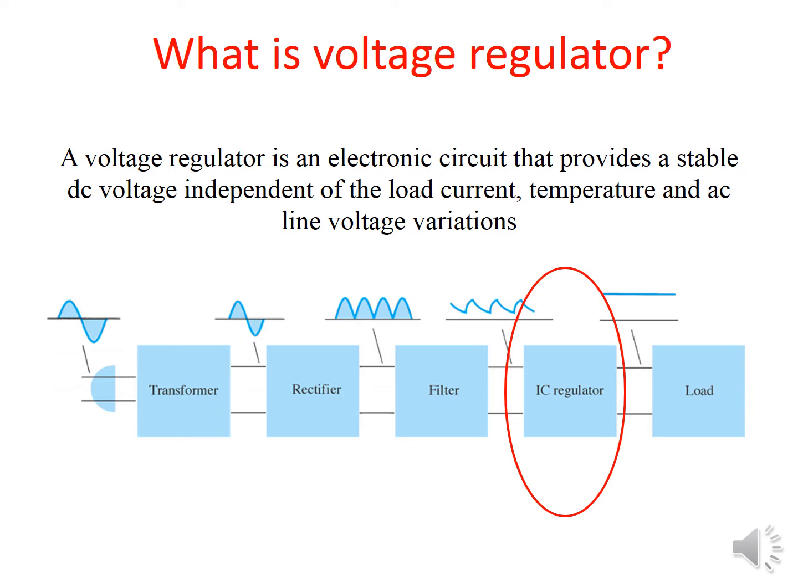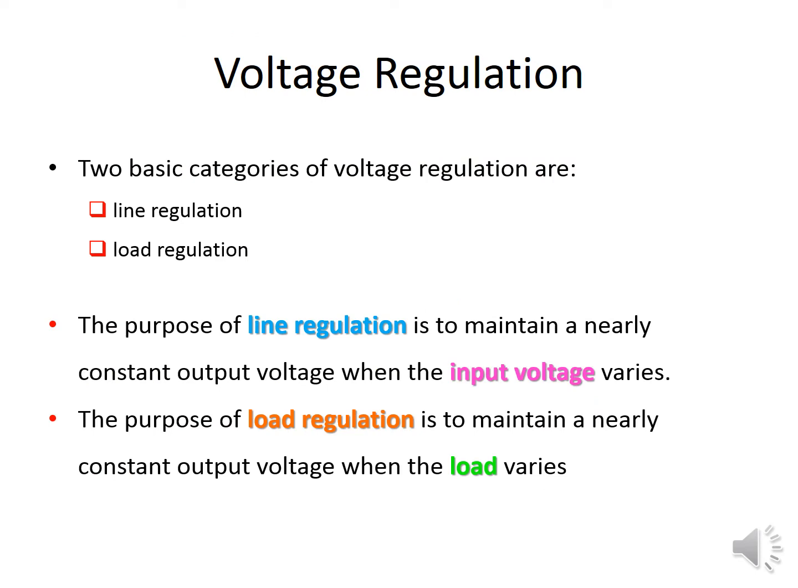Then from the regulator, it is given to the load. So this regulator will be providing a stable DC voltage to the load current, and if there are any changes, it will adjust and keep providing a stable DC voltage. Here, the two basic categories of voltage regulation are line regulation and load regulation. The purpose of line regulation is to maintain a nearly constant output voltage when there is a change in the input voltage. The main purpose of load regulation is to maintain a nearly constant output voltage whenever there is a change in the load.